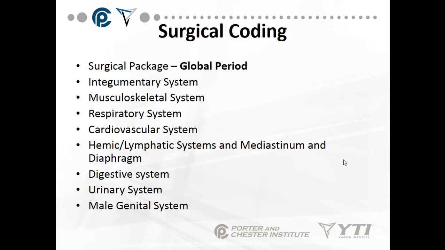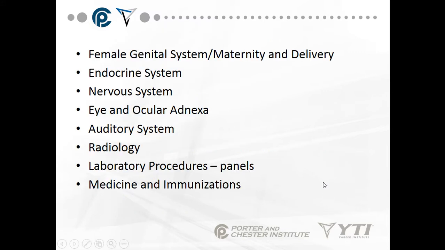We have different systems. Now, we have the integumentary system, the musculoskeletal system, the respiratory system. Again, these are by body system. Cardiovascular, hemic lymphatic systems, mediastinum and diaphragm. Digestive system, urinary system, male genital system, female genital system, maternity and delivery. The endocrine system, the nervous system, the eye and ocular adnexa. The adnexa are the structures around the eyeball. The auditory system, radiology, laboratory procedures and panels, and medicine and immunizations.